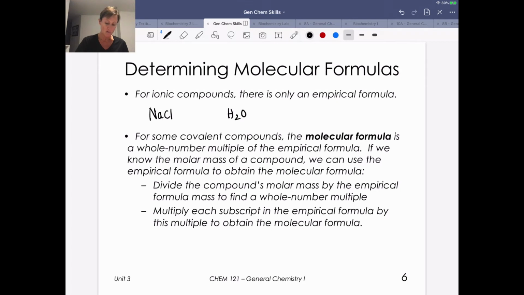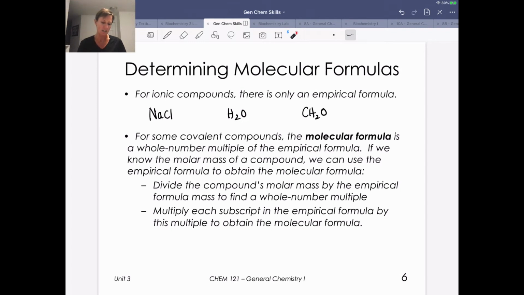But for things like covalent compounds, for our two examples here with water and with glucose, the empirical formulas that we have might not be the stopping place. Now, for water, we know that the empirical formula is equal to the molecular formula. But for glucose, the empirical formula, as the simplest whole number ratio of those atoms, is not the same thing as the total number of atoms that we find within a molecule of glucose. We need to scale that up.